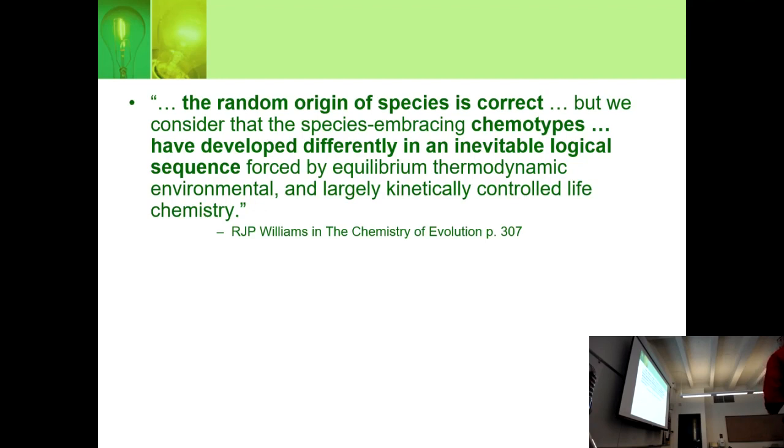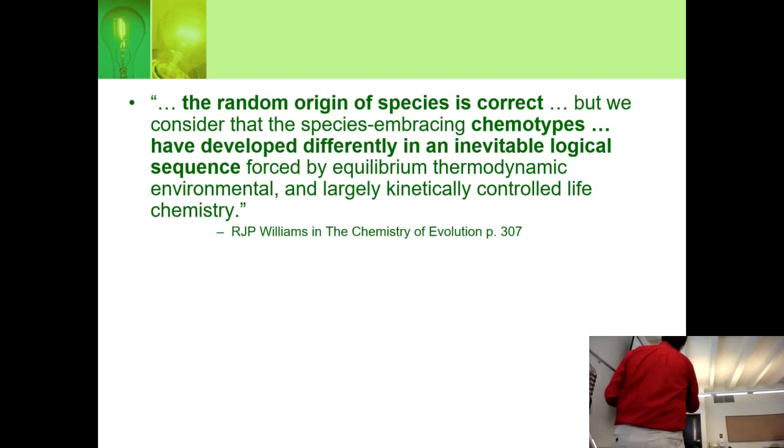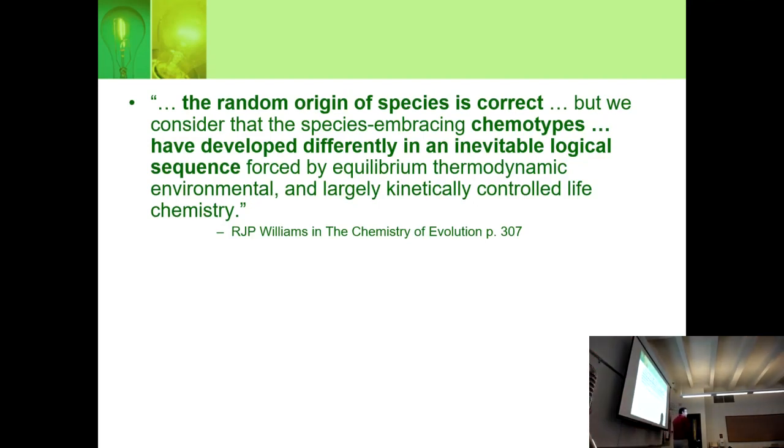And I come down on the side of R.J.P. Williams, who basically says, yeah, origin of species has a lot of randomness to it. But he defined things that he called chemotypes, which include a lot of species. And the chemotypes are dependent on chemistry and what's available from the periodic table. And the chemotypes allow you to say the inevitable logical sequence. So what was required was the sequence of chemistry. And so what better place to talk about it than in a chemistry class? And that's why this came about.